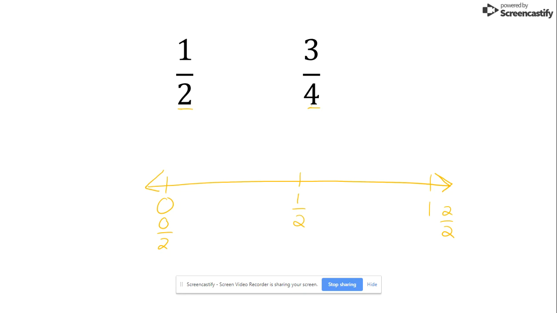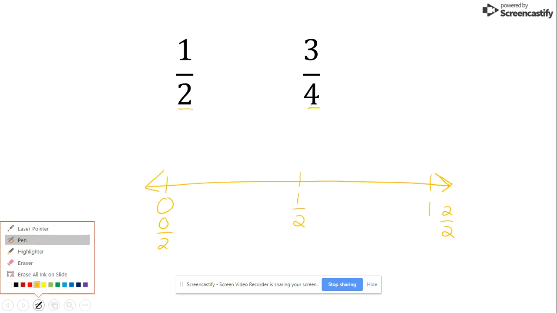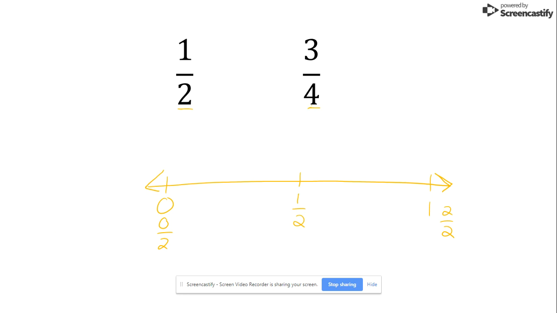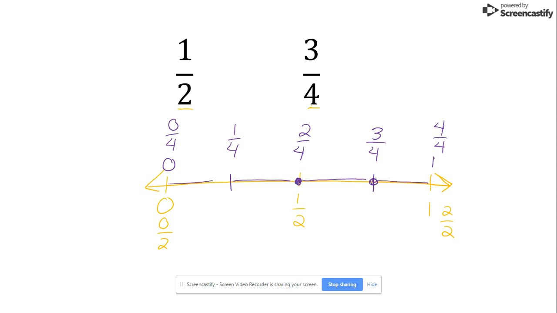So all of my halves are labeled underneath. And then I'm going to draw fourths. I can do that by cutting each of my sections in half. So now I have 1, 2, 3, 4 spaces. And again, I have 0 on that very first tick mark and 1 at the very last tick mark. And I'm going to label all of my fourths now on top of my number line. I'm going to plot where 1/2 is and where 3/4 is. And I want to compare them and see which one is greater.